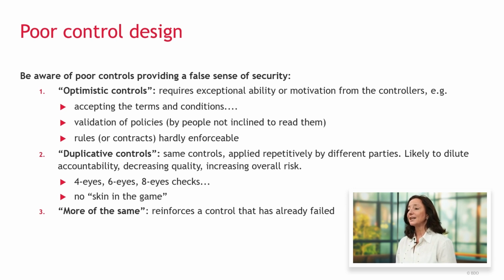I would classify three types of controls in these categories: the so-called optimistic controls, duplicative controls, or more of the same. Optimistic ones are the controls that rely on an incredible level of motivation or capability of the controllers to function properly. These would be accepting the terms and conditions. Who reads the 90 pages of terms and conditions? And we know these are legal risk financial net, but they don't really make any other difference than a tick box.